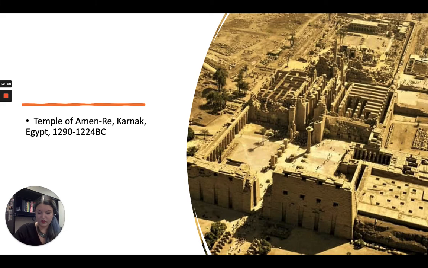Okay, so now we're going to go to Karnak. This is another really important site. So here we have the Temple of Amun-Re, which again is the sun god, the creator god, very important. So this is built by a bunch of different people. So Thutmose the First, Hatshepsut's dad, starts this.